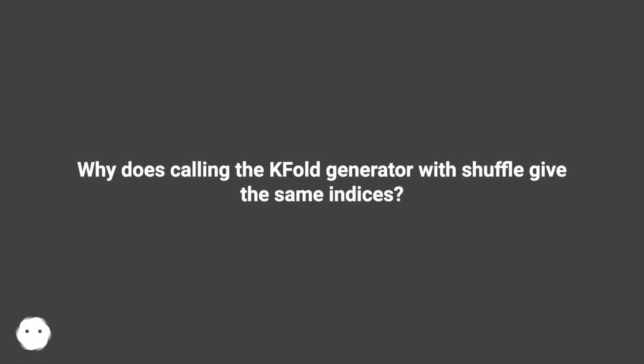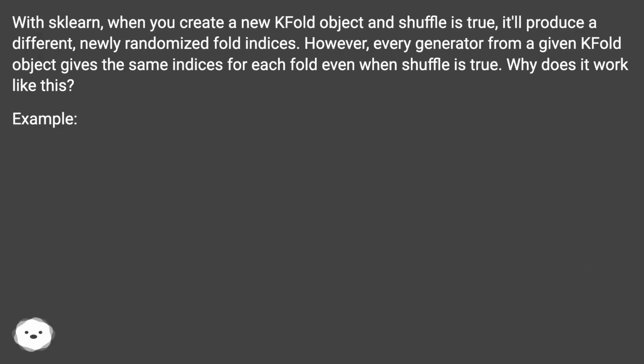Why does calling the KFold generator with shuffle give the same indices? With scikit-learn, when you create a new KFold object and shuffle is true, it'll produce different, newly randomized fold indices. However, every generator from a given KFold object gives the same indices for each fold even when shuffle is true. Why does it work like this?